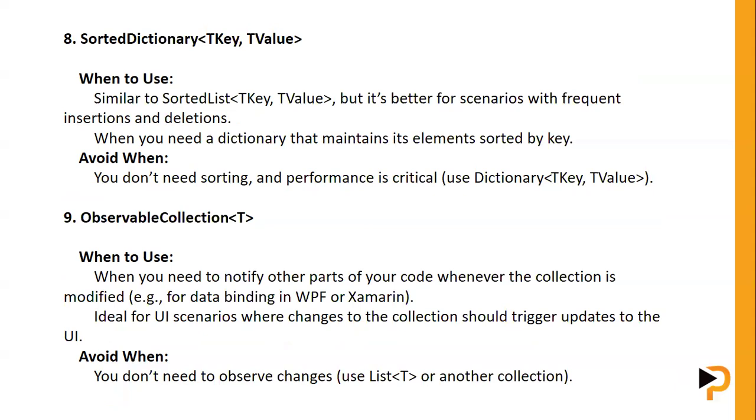Observable collections, when you need to notify other parts of your code whenever the collection is modified. This is ideal and useful for UI-based scenarios where changes to the collection should trigger updates to the UI. So if something gets updated in your backend and it should directly be reflected in your UI, then use this observable collection. This is primarily what we normally do in our UI, right? Whatever data is available, we refresh the page and that updated data gets reflected in our UI.